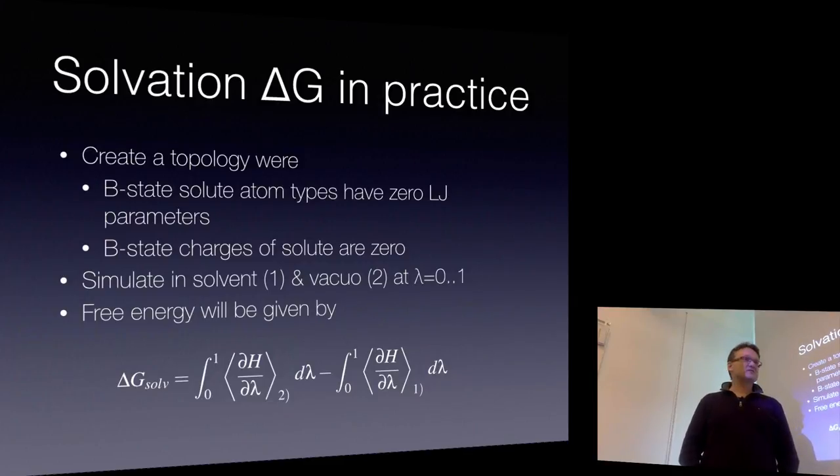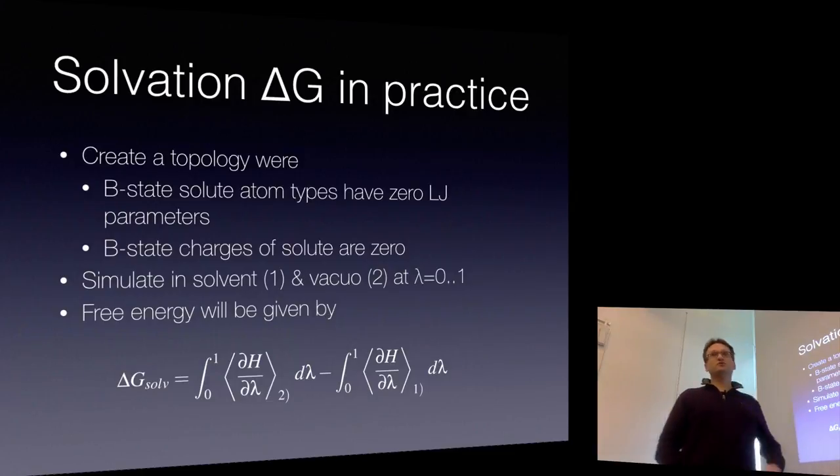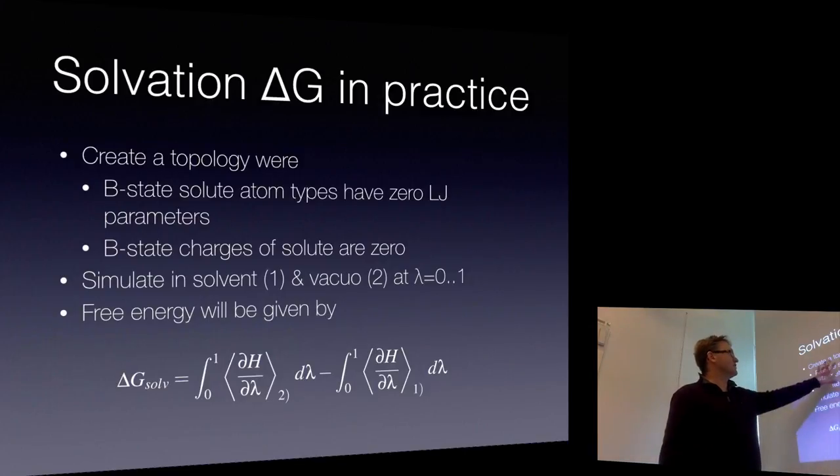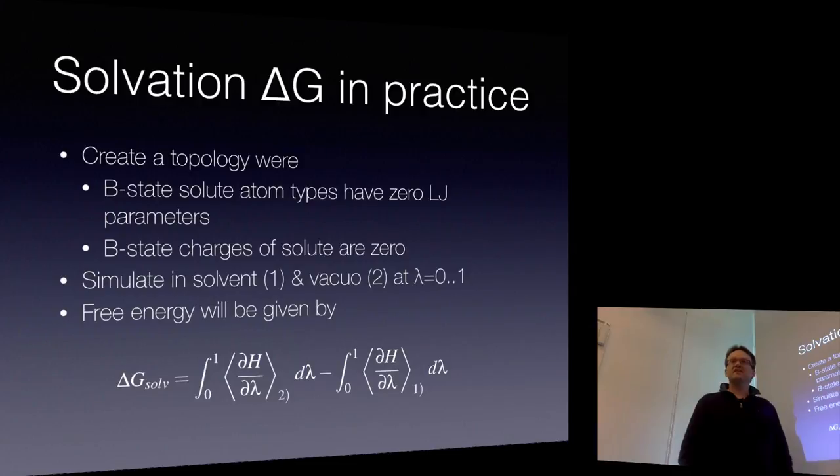This probably sounds a bit complicated, right? It is complicated because the mathematics is complicated. The beautiful thing is in a simulation, this is dirt simple. So what you do is that you use either tools or go to a web server and say, you know what, I would like to calculate the binding free energy or the free energy of solvation for, say, cyclohexane. You will get all the topologies automatically, and you run this once in water and once in vacuo.